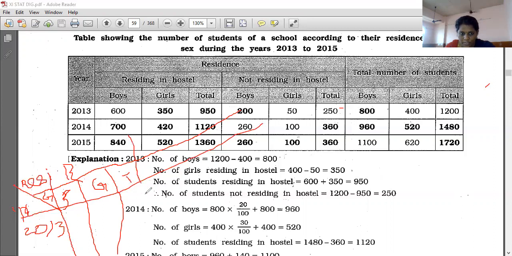And one more column, this long column will be there. Non-residents will be this. In non-residents also boys, girls, and total. Like this also you can draw the table. So draw it properly. I am going to rub this. So if you want to draw like this, you can draw it. So you can draw like this also. Okay. Now I am going to rub this.